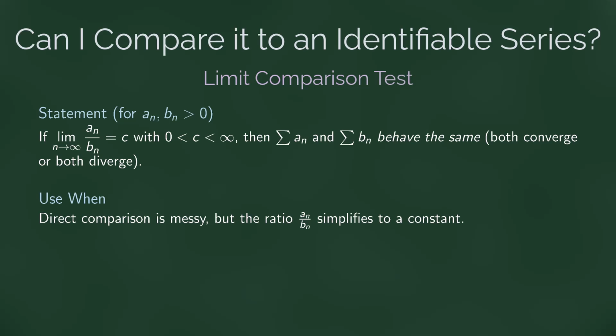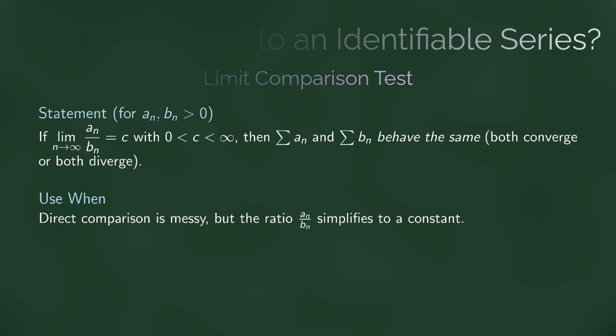While the comparison test compares the sizes of the terms of 2 different series, the limit comparison test looks at the ratio of the pieces of each of those series. If that ratio has a finite limit, then that means that one of those series is behaving just like a multiple of the other. In other words, if one of them converges, the other, which is behaving like a multiple of it, must also converge. If one of them diverges, then the other one has to diverge as well.